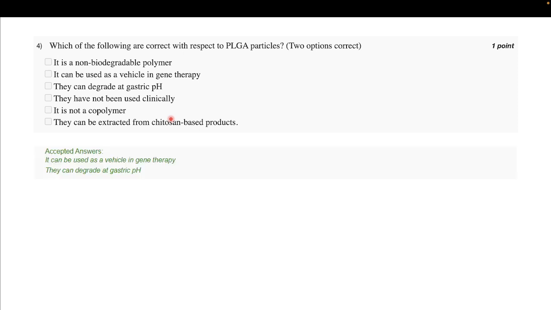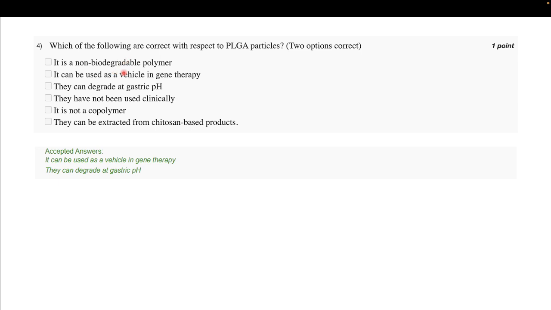We are supposed to select correct options regarding PLGA particles. So one of your answers was correct, whoever answered. The last one is not, so we'll discuss. Let's look at the options one by one. It is a non-biodegradable polymer, which is false, because PLGA is a very biodegradable polymer. So this option is incorrect.